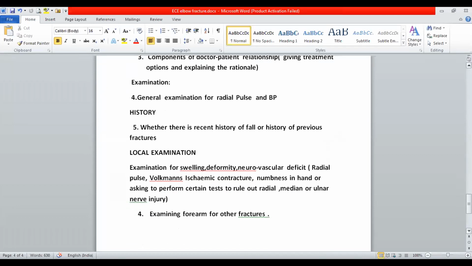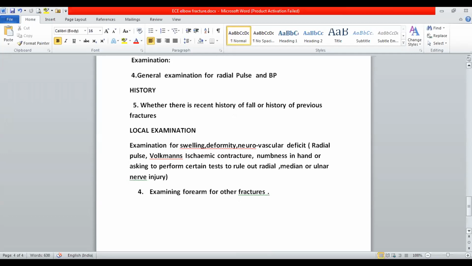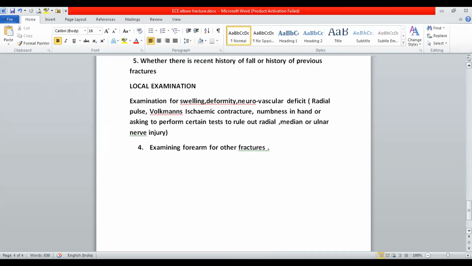Then local examination for the elbow fractures, the student will be focusing on examination for swelling, deformity, whether neurovascular deficit is there or not, as various nerves can be involved in the injury, the radial, median, or ulnar nerve. And then examining whether the doctor is examining the forearm for other fractures. So this is all about the EC session.